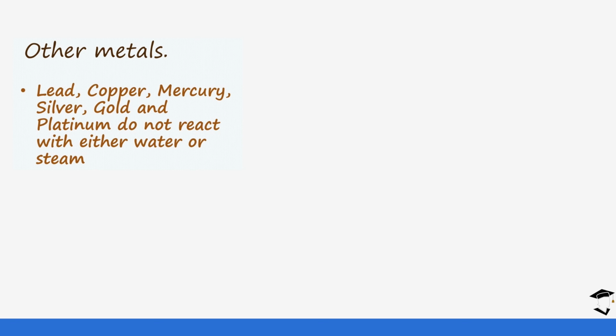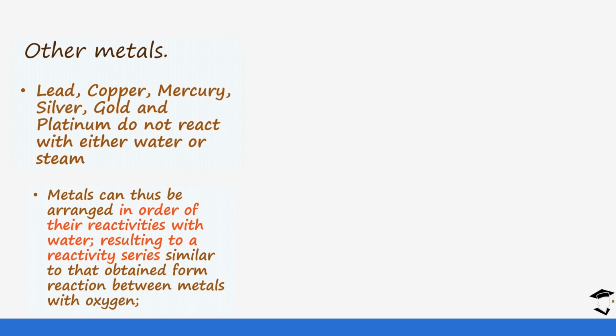And then finally, other metals. You're going to look at other metals because you come up with the reactivity series. So lead, copper, mercury, silver, gold and platinum do not react with either cold water or steam. So these metals can be arranged in order of their reactivities with both water and steam, and as a result, we come up with an arrangement which we'll call the reactivity series. It's usually similar to the one that is obtained when metals react with oxygen.